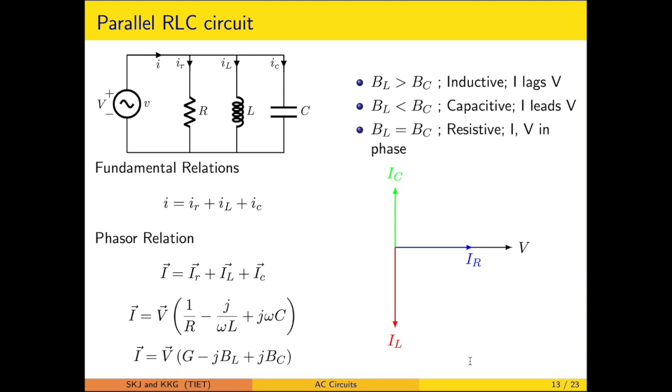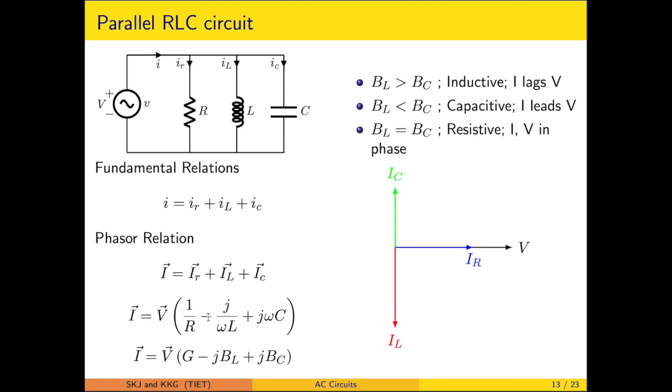Now the parallel RLC is a simple arrangement where the three elements are connected in parallel. We will use KCL here. I is equal to IR plus IL plus IC. This is written on the instantaneous basis, so the corresponding phasor expression will be like this. You can easily see that the voltage across these elements will be identical. So once the voltage is known, the current can be calculated. The current through the resistance will be V upon R.